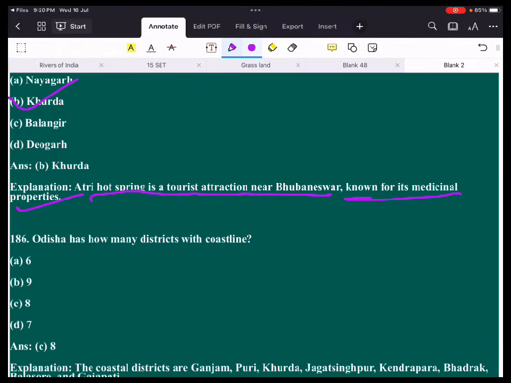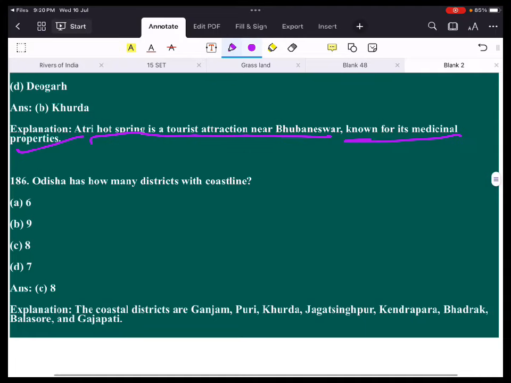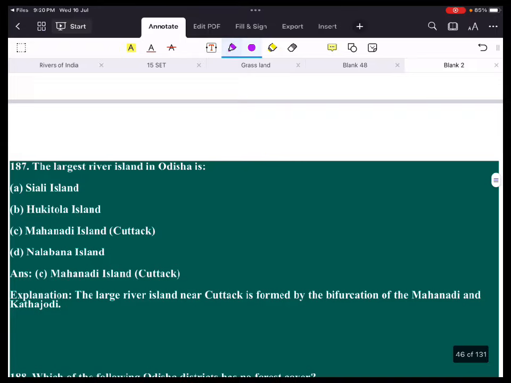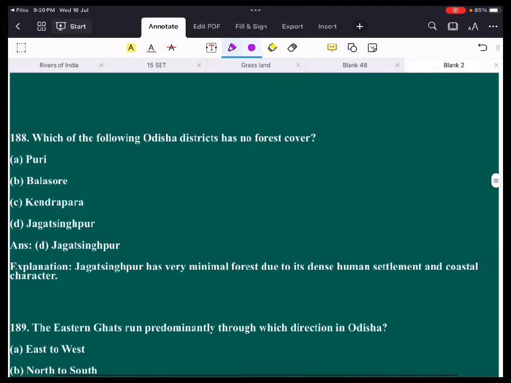Odisha has how many districts with coastline? That is 8 districts. They are Ganjam, Puri, Khordha, Jagatsinghpur, Kendrapara, Bhadrak, Baleshwar and Gajapati. The largest river island in Odisha is on the Mahanadi at Cuttack. Which of the following Odisha districts has no forest cover? Jagatsinghpur. Jagatsinghpur has very minimal forest due to its dense human settlement and coastal character.